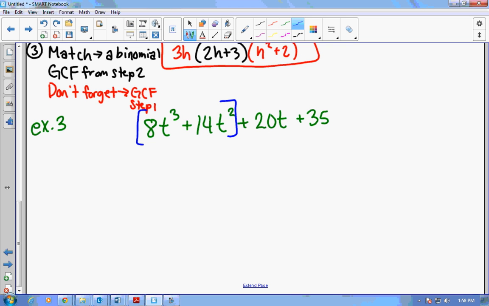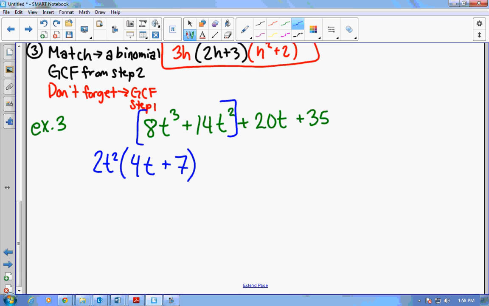Okay, some people, it sounds like, have already gone on. Greatest common factor right here. Adam, what's the greatest common factor? 2t squared. Now when you pull that out, you get 4t plus 7. Any questions on that step so far? 2 times 4 is 8, 2 times 7 is 14.